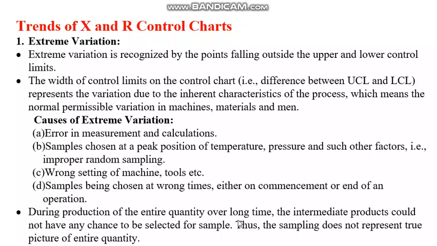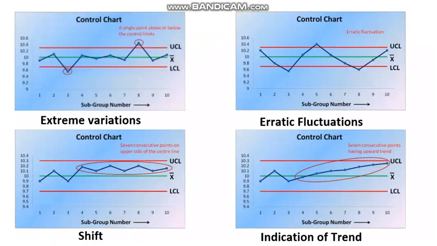During production of the entire quantity over a long time, the intermediate products could not have any chance to be selected for the sample. Thus, the sampling does not represent the true picture of the entire quantity. If you select at the wrong time, it won't represent the true picture of the manufacturing process. So for that also you should take at the right time. By experience you will know when to take. So this is the first, extreme variation.